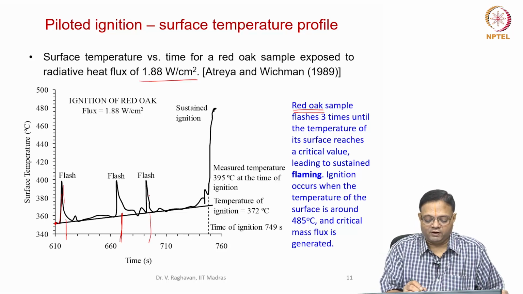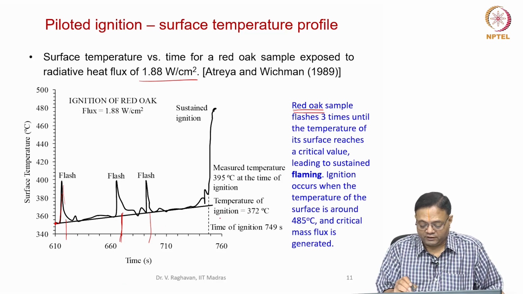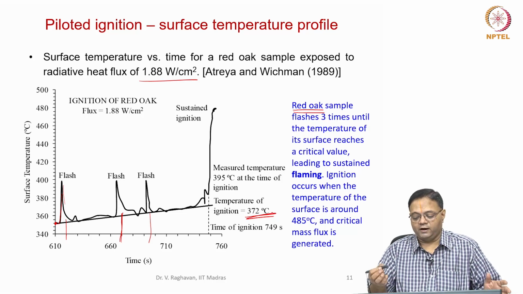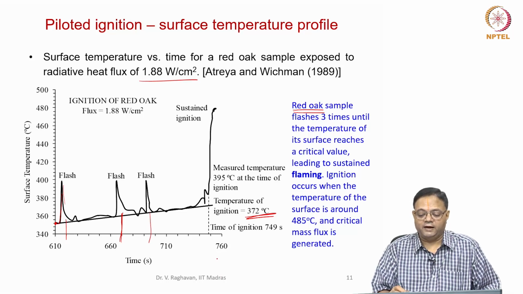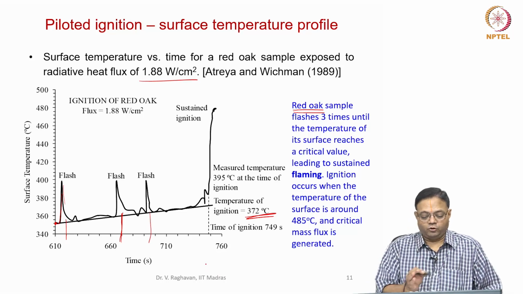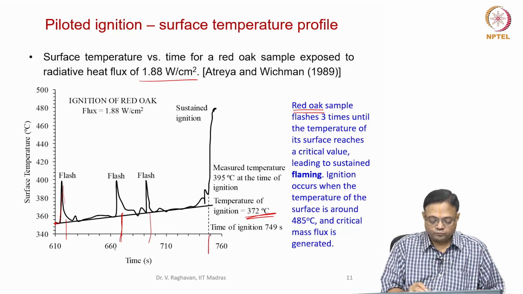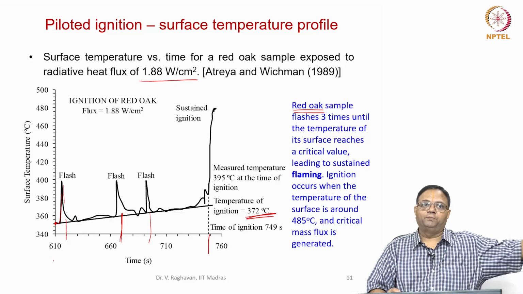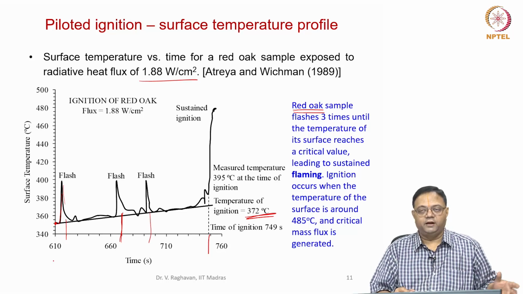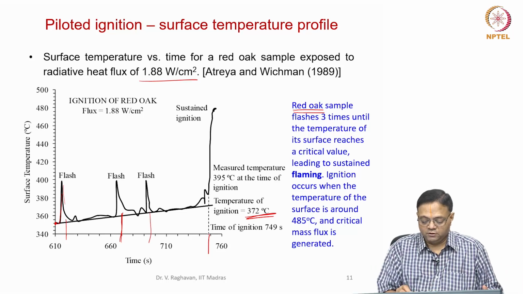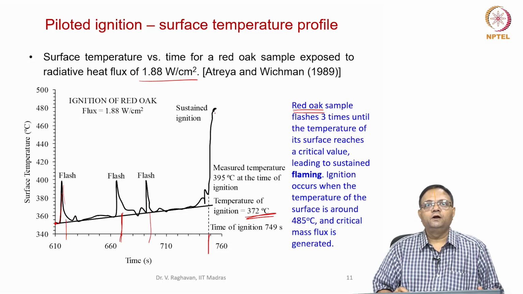Now, the third flash forms, then when the surface is heated to a temperature of about 372 degrees centigrade, you see a sustained flame forming over the solid. So, multiple flashes form and then ignition occurs. The time delay, from the initial temperature, which may be 30 degrees, to the time taken for heating up the solid until a sustained flame is formed, is the ignition delay, or time for ignition.